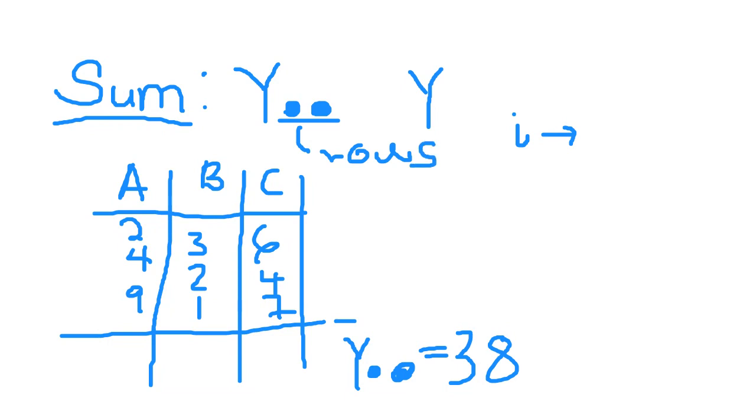The second dot is for what? Is for the columns. The columns. The first dot is for the rows. The second dot is for the columns.